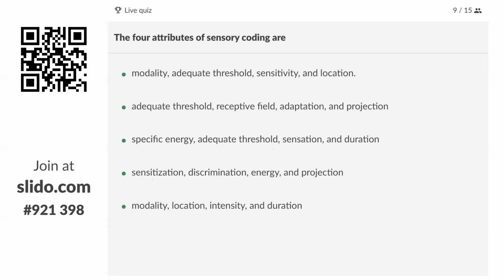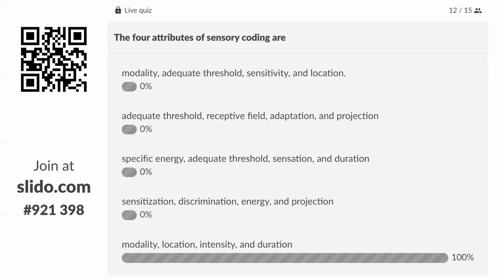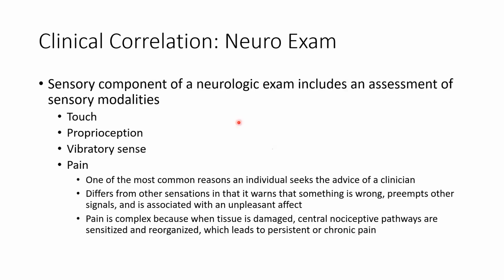So we have 8 answers so far. 10, 12. Okay, so see what is the correct answer. I think everybody got the correct answer. Modality, location, intensity, and duration.